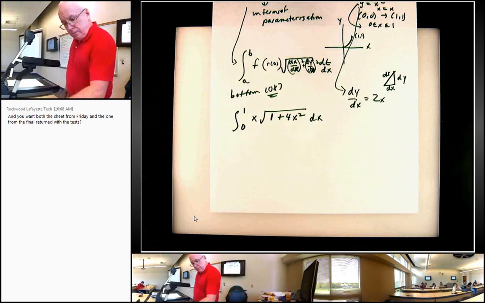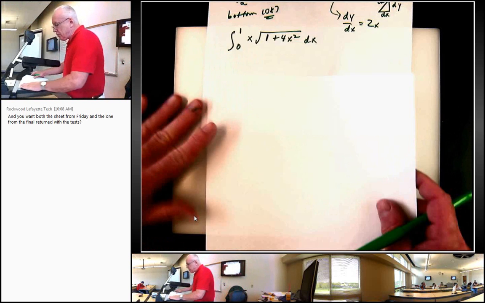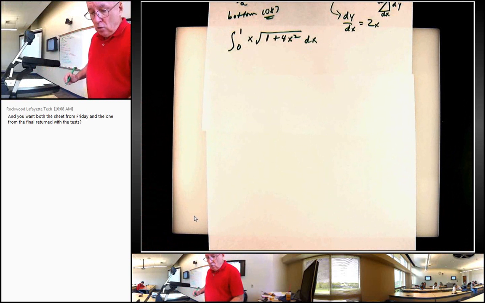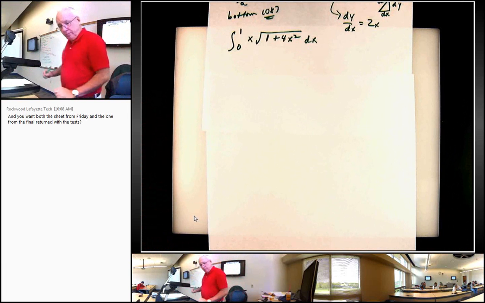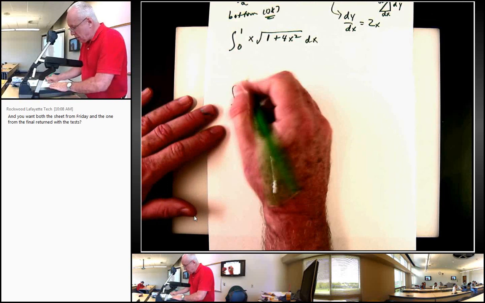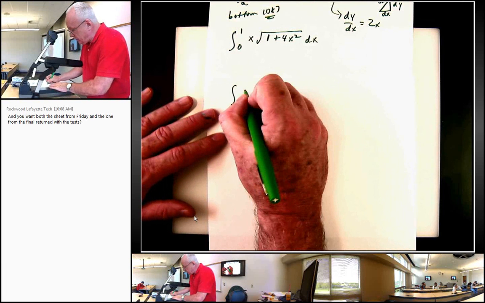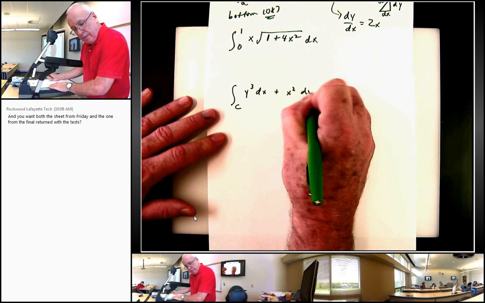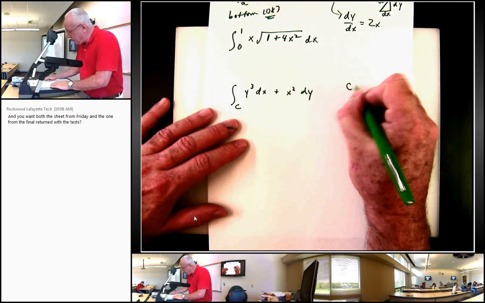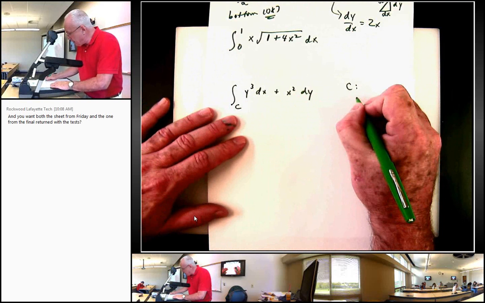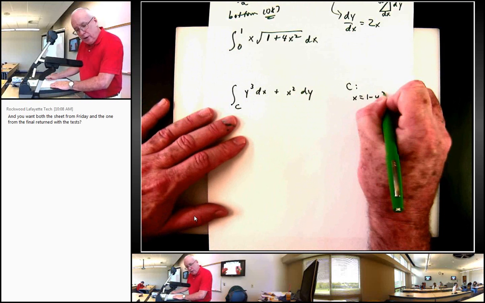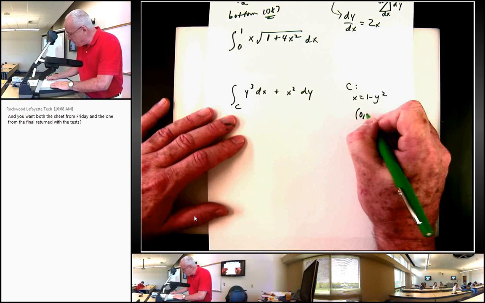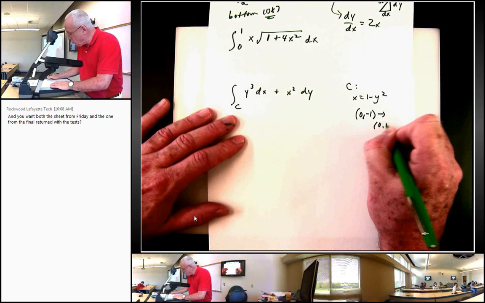The second problem, then, is a little bit different because in the second problem, we're not doing ds, we're doing dx and dy. So the second problem is integrate over C, y to the third dx plus x squared dy. And again, we have this parabola business. x is equal to 1 minus y squared as we're going from the point (0, -1) to the point (0, 1). All right.